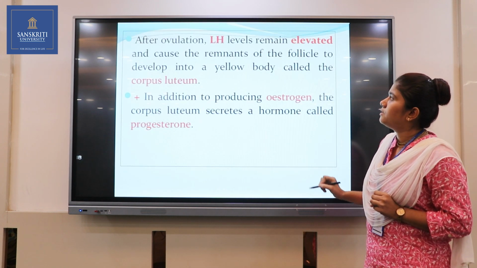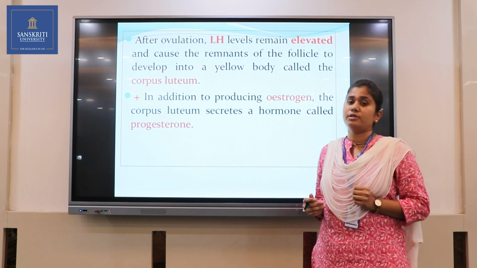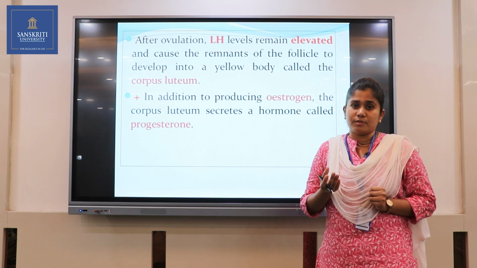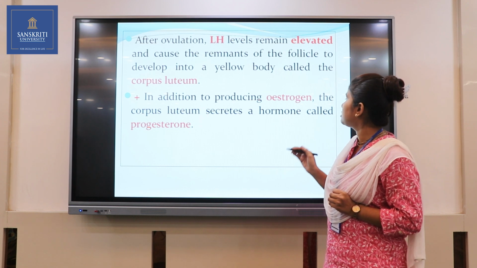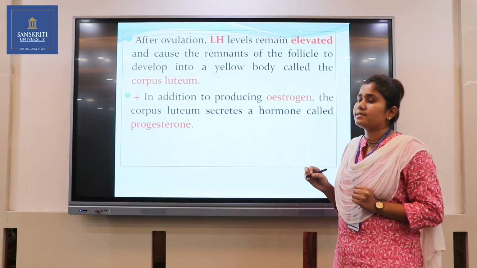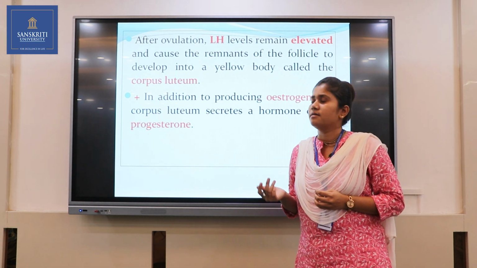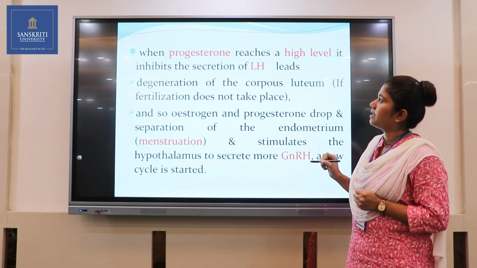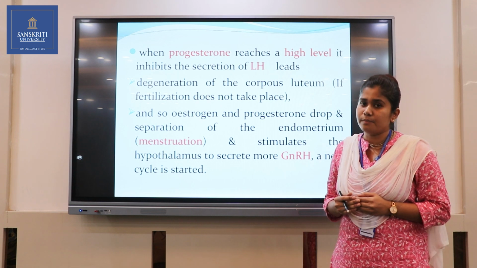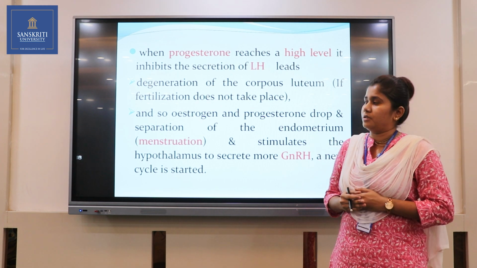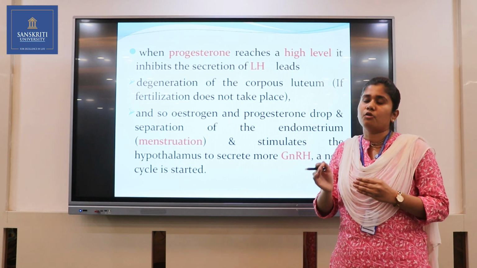Then next we will see, after ovulation, the LH level remains elevated and causes the remnant of the follicle to develop into the yellow body called the corpus luteum. Previously we have known this. Then, in addition to producing estrogen, the corpus luteum secretes a hormone called progesterone, which is responsible for maintaining early pregnancy. Okay. Then next, when the progesterone hormone reaches a high level, it inhibits the secretion of luteinizing hormone. So when the luteinizing hormone decreases, ovulation does not occur.